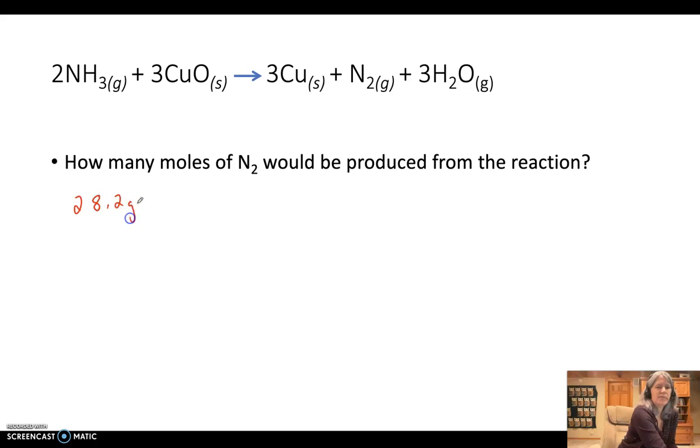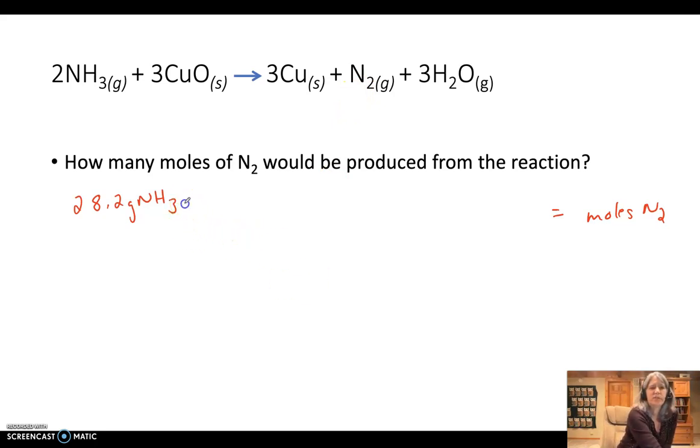28.2 grams of ammonia. That's what we're starting with. And now we have a different desire here. We want to find out moles of N2. So we want to know, if we start with 28.2 grams of ammonia, how many moles of N2 will we end up with? We use our same thought process.